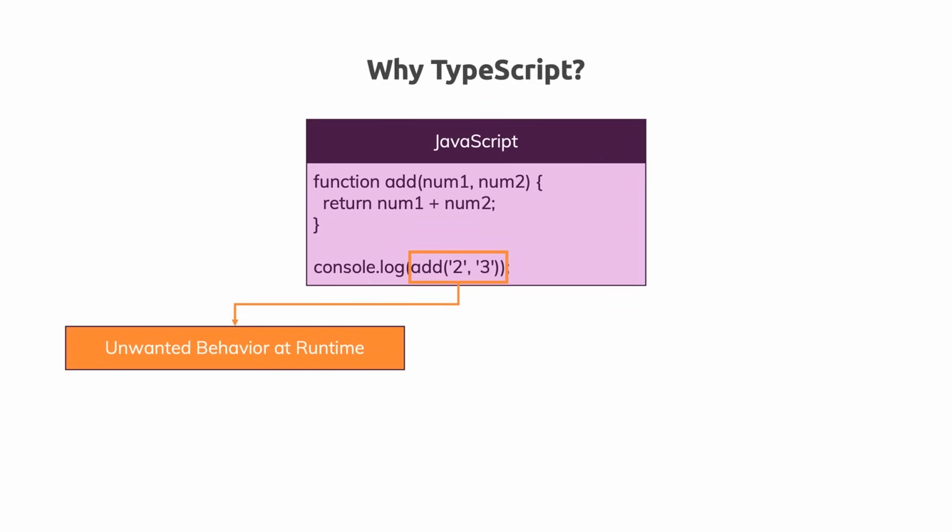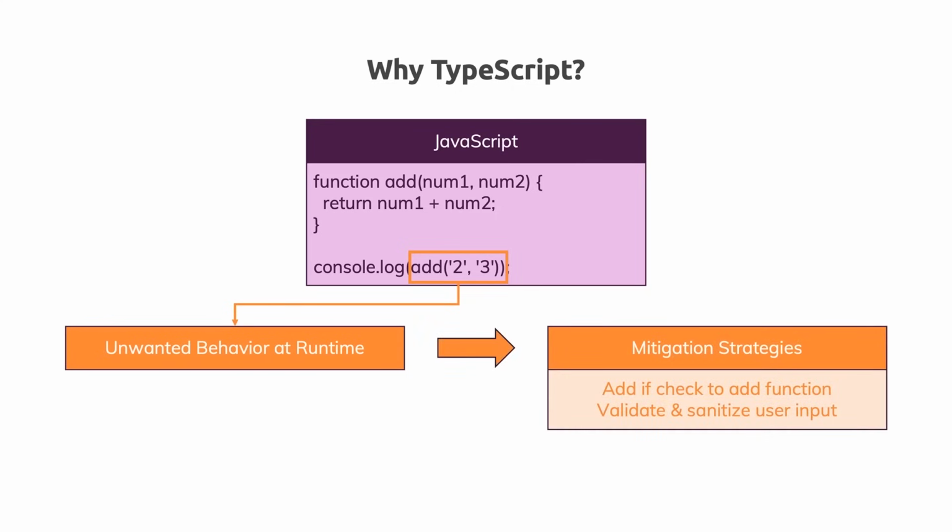This is an error you could have in JavaScript. It's not a technical error, you probably won't get a runtime error, but you have a logical mistake in your code. And that, of course, can lead to huge problems in the web applications you're writing with JavaScript. Now, of course, in JavaScript, we have mitigation strategies. We could add an if check in the function to check the types of the inputs at runtime. We could also validate and sanitize user input.